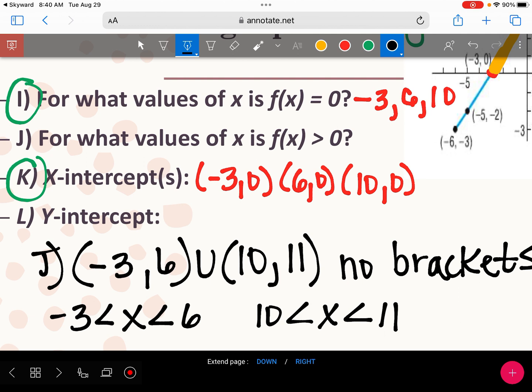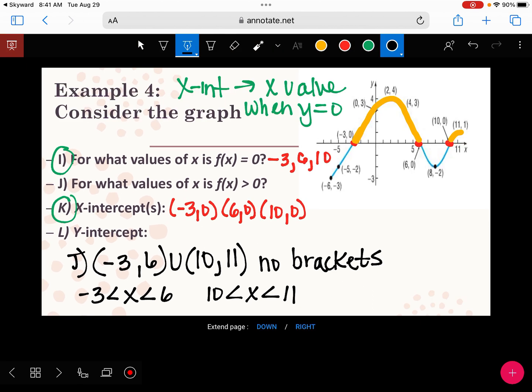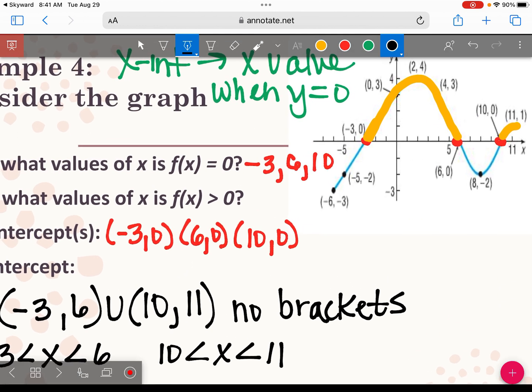All right, question L. The y-intercept written as an ordered pair. The y-intercept would be what? Where does this graph cross through the y-axis? Written as an ordered pair. (0, 3), good. All right, and now we're at the home stretch. We have four more questions and we are done.